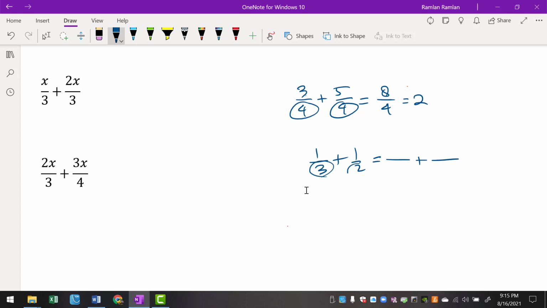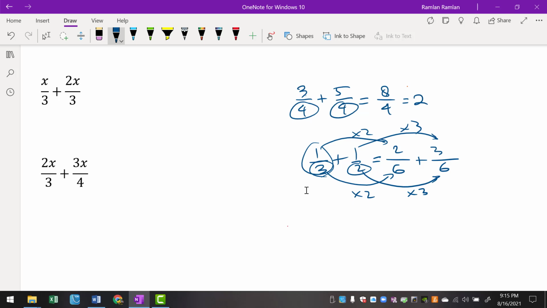Find the LCM of 3 and 2, which is 6, right? And then you change this into the equivalent fraction in which the denominator is 6. So we know that 3 becomes 6 by being multiplied by 2, so this is multiplied by 2, you get 2. And this one multiplied by 3, and this one multiplied by 3, you get 3. And then you just add because the two fractions we're adding now have the exact same denominator, so just add the numerators. 2 plus 3 is equal to 5.